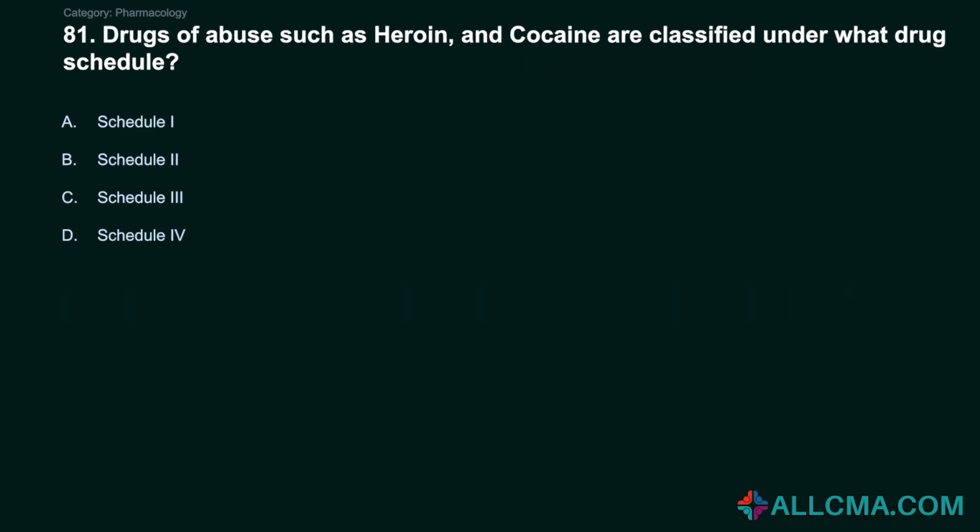81. Drugs of abuse such as heroin and cocaine are classified under what drug schedule? A. Schedule 1. B. Schedule 2. C. Schedule 3. D. Schedule 4. Correct answer, Schedule 1.